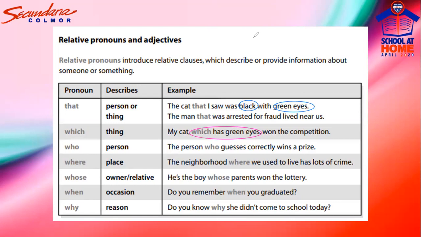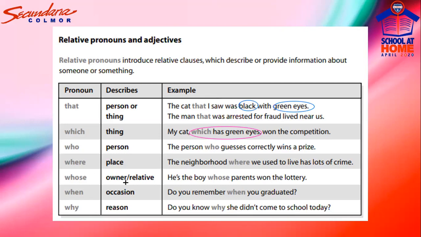Then we're gonna check another. "Who". We're talking about a person, okay? And it says, the person who guesses correctly wins a prize. So we are talking about who guesses correctly. The person who is going to win, okay, is giving more information. Then we have "where", place. The neighborhood where we used to live has lots of crime. Okay, the neighborhood, the place where they lived, it has a lot of crime. Maybe that's why they don't live there anymore, okay?